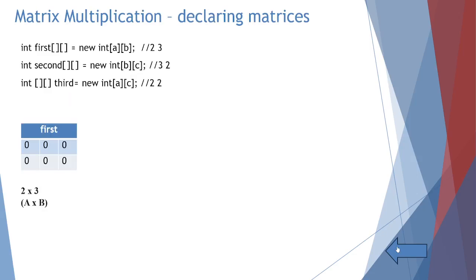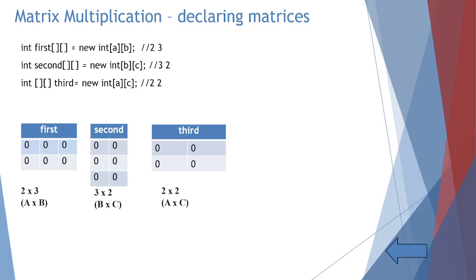So, first matrix A, B are the sizes 2 by 3. Second matrix with the order 3 by 2, that is B by C. Third matrix with the order A by C, that is 2 by 2. So first is declared, constructor initialized. Then second, 3 by 2. Third, constructor initialized all these 3 matrices with 0.